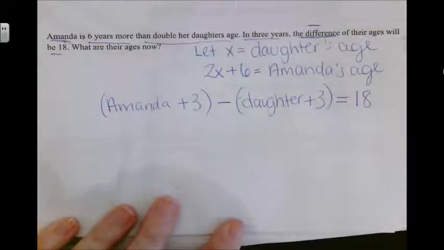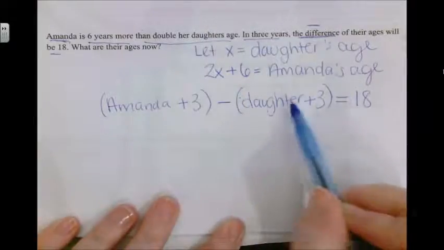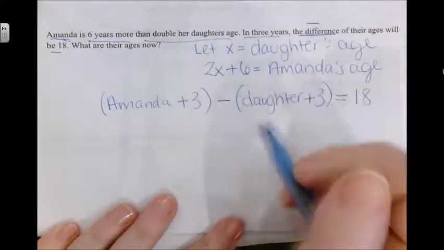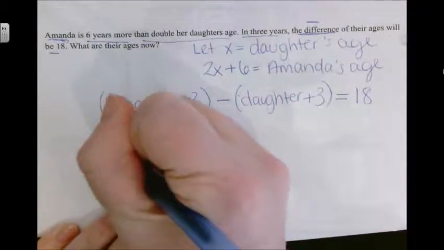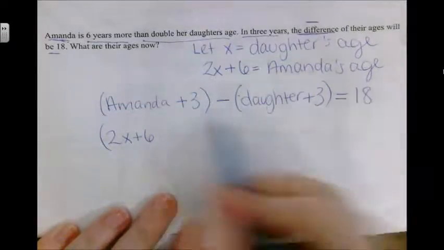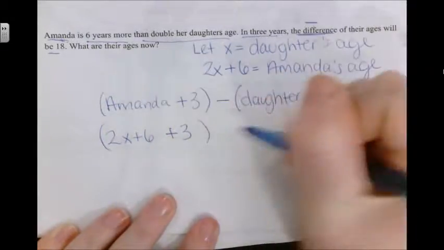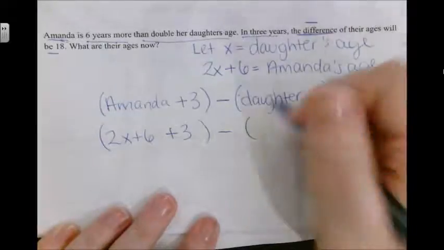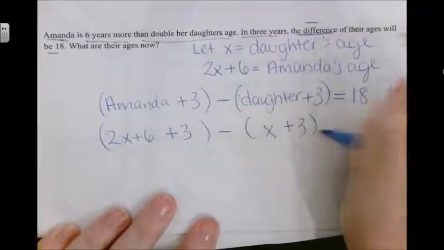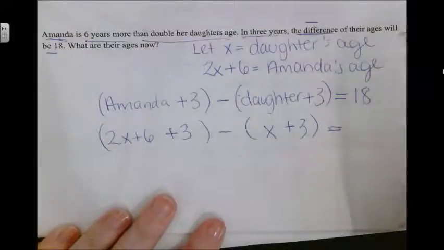Okay, so I'm going to plug in where it says Amanda, I'm going to put 2X plus 6, and where it says the daughter, I'm going to put X. So the difference of their ages. Amanda in 3 years is going to be 2X plus 6, I'll close her off in a bracket, plus 3, because we already have the in 3 years, minus the daughter's age, which is X, and then plus 3 for the 3 years. The difference of those ages, 3 years from now, will make 18.